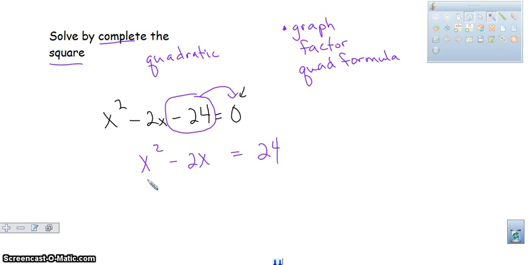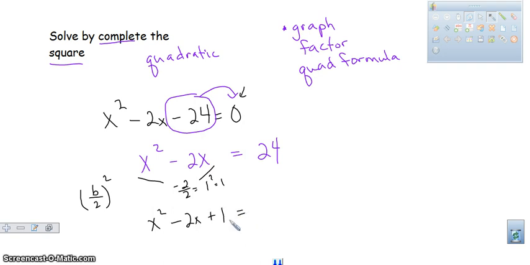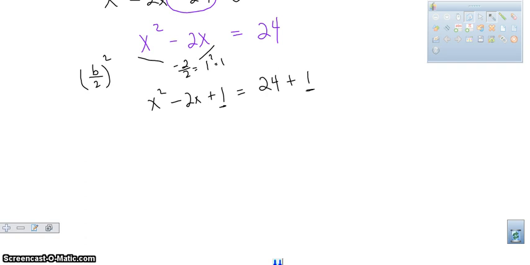And what you do is you make a perfect square trinomial. This is the square part. In Algebra 2 you learned you took b divided by 2 squared. So you take half the middle term, so half of negative 2. Negative 2 divided by 2 is negative 1, and 1 squared is 1. So now I change this to x squared minus 2x plus 1. If I add 1 to this side, I have to add 1 to the other side. So now, on this side I have 25, and this side I have a perfect square trinomial.